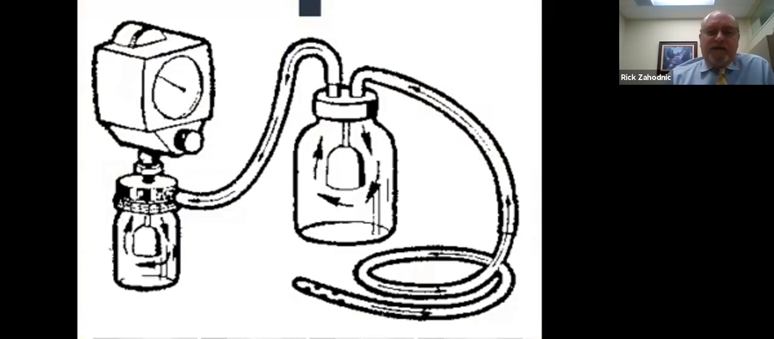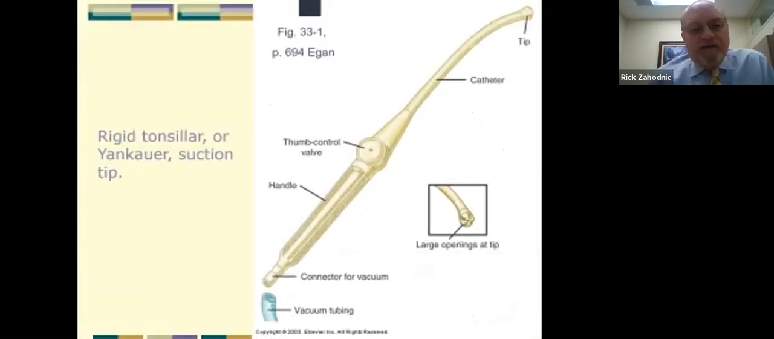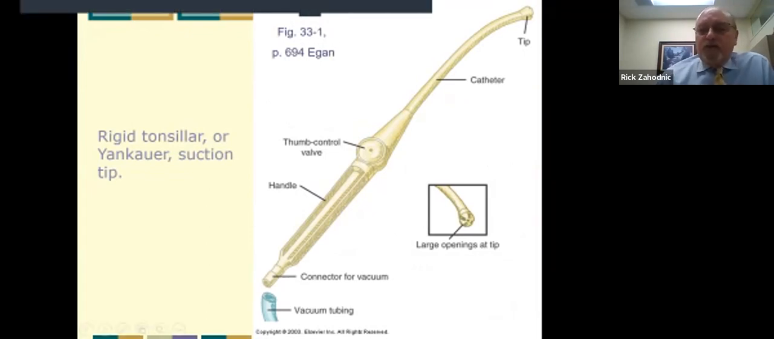So what we're going to do is have that vacuum source attached to our collection bottle and then onto the catheter itself. This is what the tonsillar or Yankauer suction looks like. Sometimes they have a thumb control valve, sometimes they don't. But basically, it's a large opening at the distal end, so large volumes of fluid can be aspirated out.